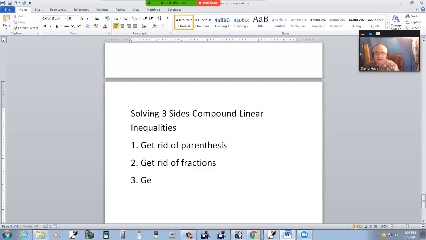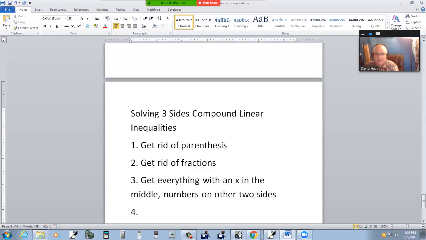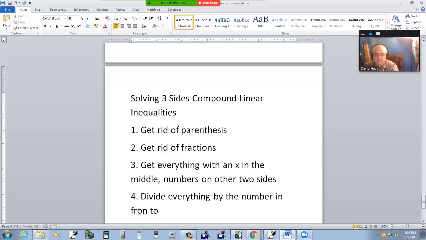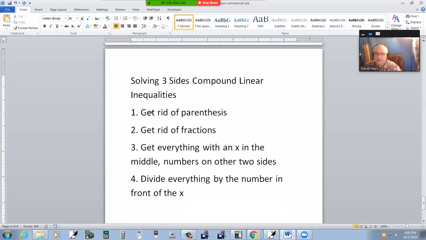Step 3. Get everything with an x in the middle, numbers on the other two sides. And step 4, divide everything by the number in front of the x. And it still holds true that if you multiply or divide by a negative number, you have to flip your inequality symbols.